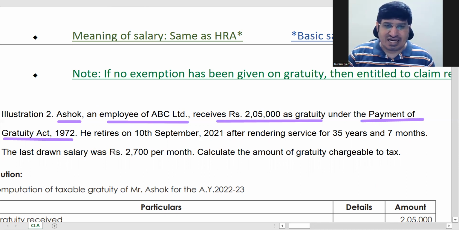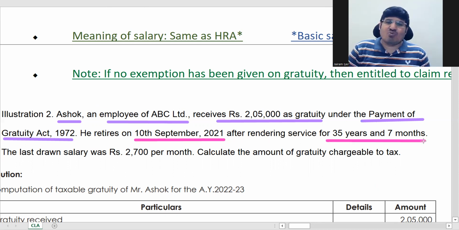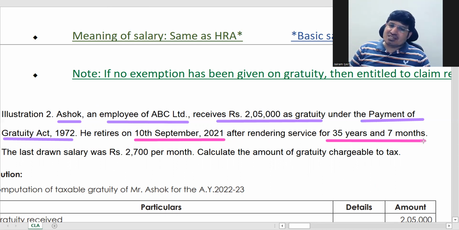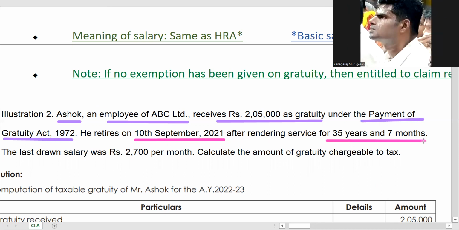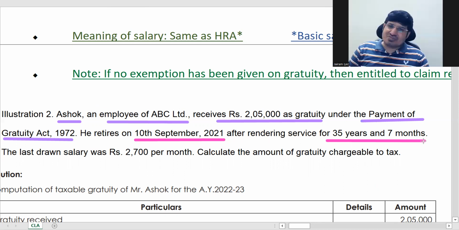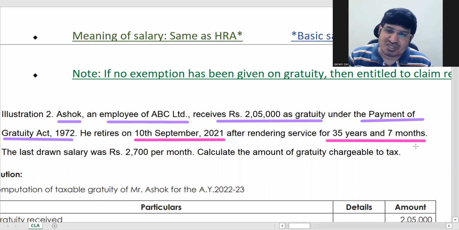And then he retires on 10th September 2021, after rendering service for 35 years and 7 months. So we'll consider it as 36 years. You have to see part thereof in excess of 6 months. 7 months is in excess of 6 months, so we will take 36.